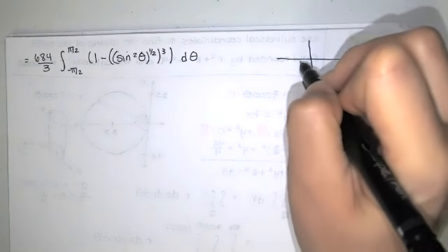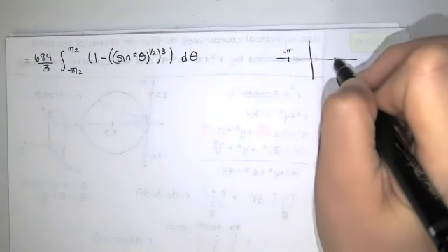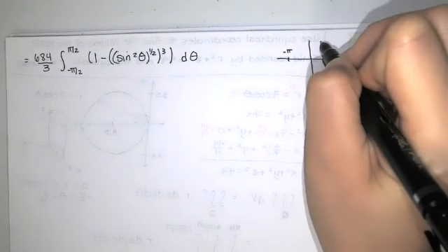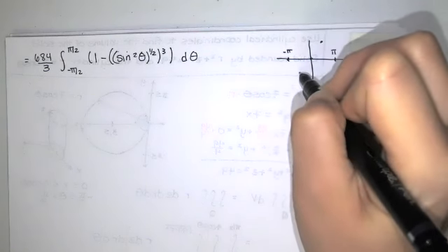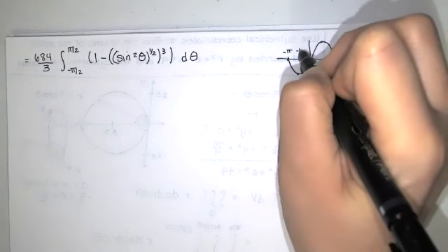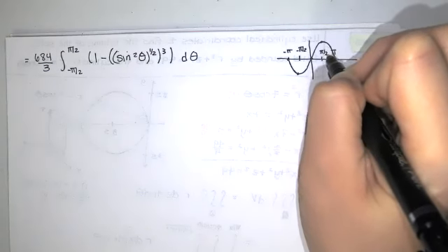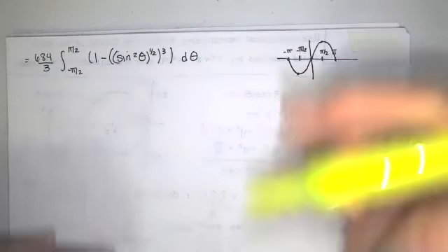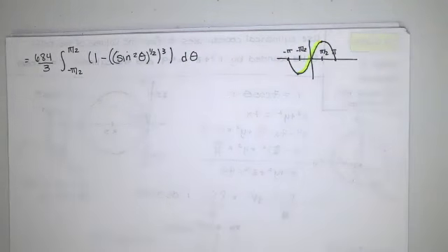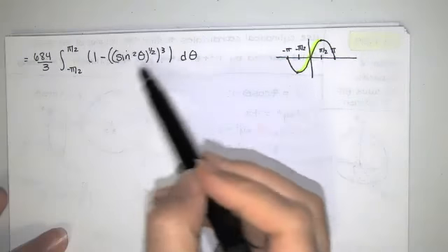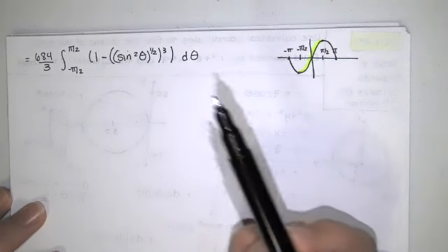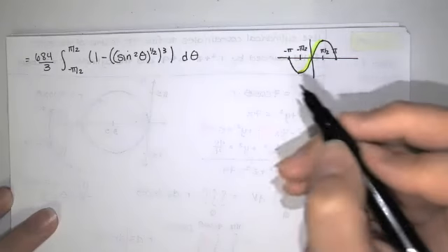So we're on the interval from -π/2 to π/2, so we're on this interval here. Sine is positive on this interval and it's negative on this interval. The way we need to handle this is that we get 2 different values for the square root of sine squared on the interval from -π/2 to π/2.